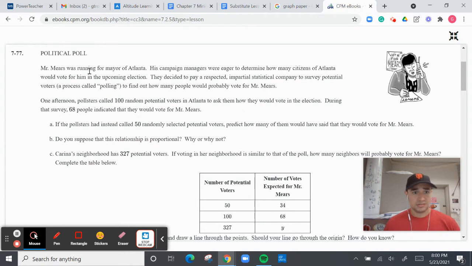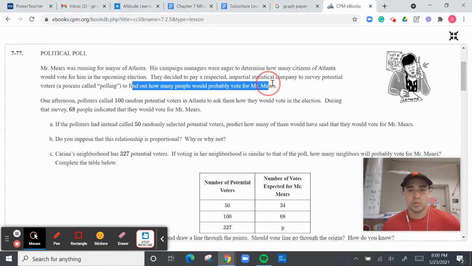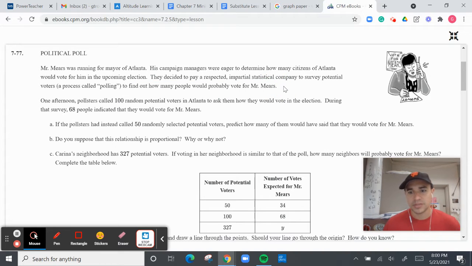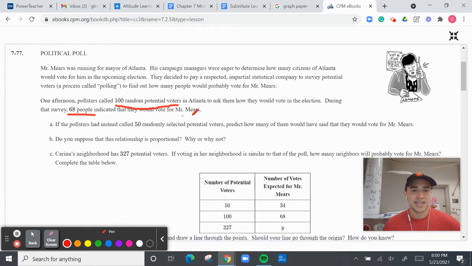Mr. Mears is running for mayor of Atlanta and wanted to do some polling to find out how many people would vote probably for Mr. Mears. Obviously, people lie, and it's never actually correct 100% of the time. But they called 100 people, and 68 said that they would vote for Mr. Mears. Now, if they called 50 randomly, predict how many would you think would vote?